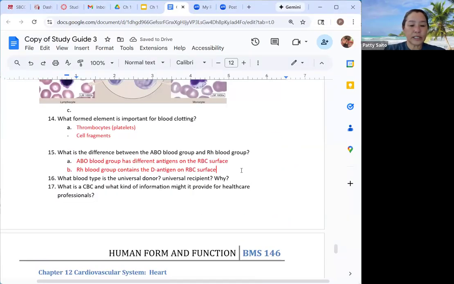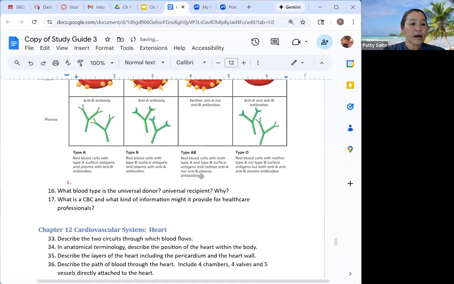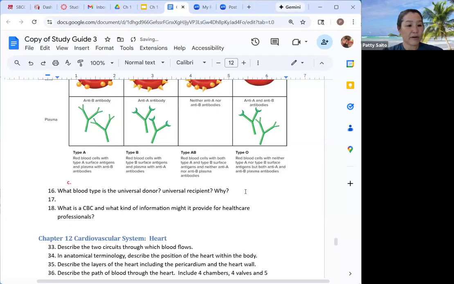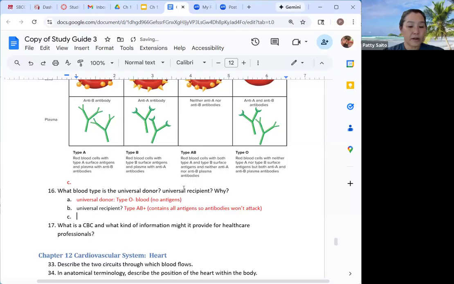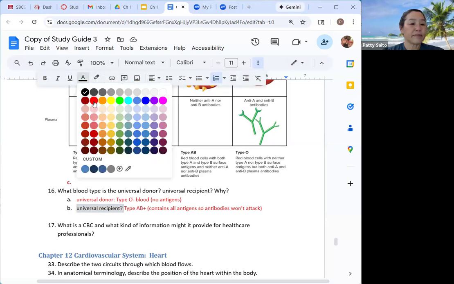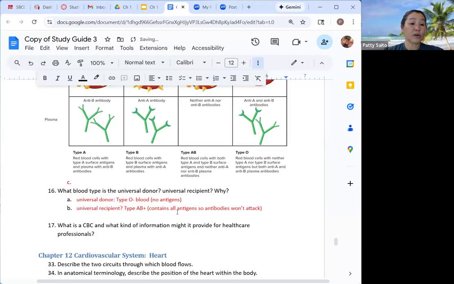There's a couple more questions. All right, what blood type is the universal donor, universal recipient? We already talked about that and explained why, right? All right, so universal donor O negative, there are no antigens on it, right? Universal recipient AB positive contains all the antigens, so it doesn't produce, won't have antibodies.